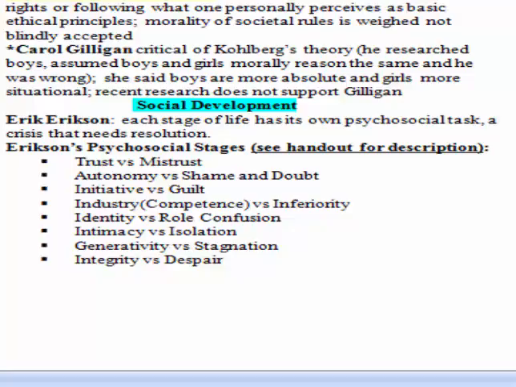Autonomy versus shame and doubt. Remember, I call this the I can do it myself stage, and typically we're looking at potty training, how well that goes.